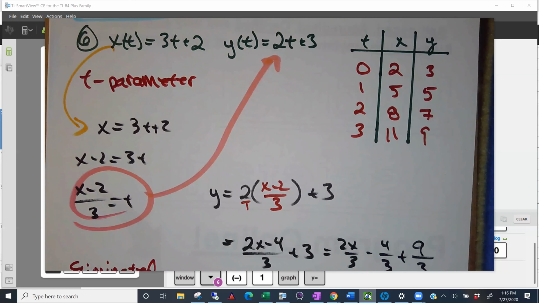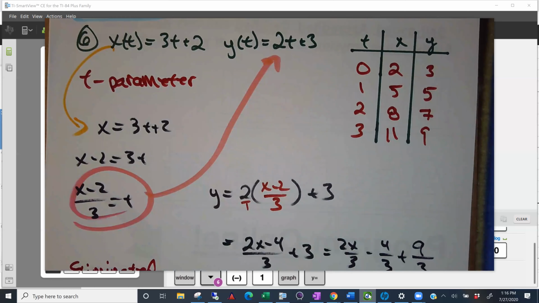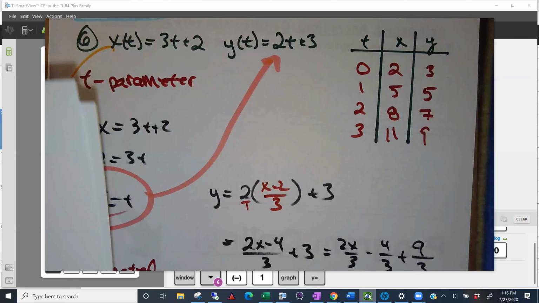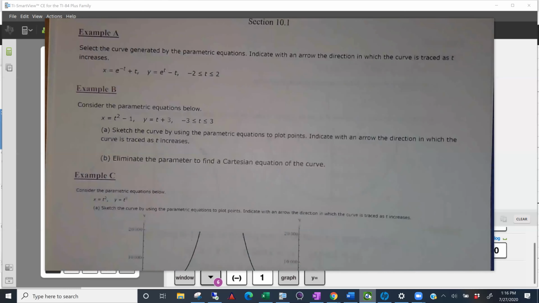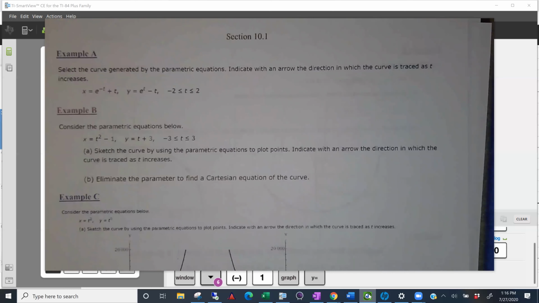Anything else? Now, if you have access to D2L, you can download the handout for this section. I put it online, and it's just nice because it gives you some of the equations and some of the graphs that we're going to need and want to look at.